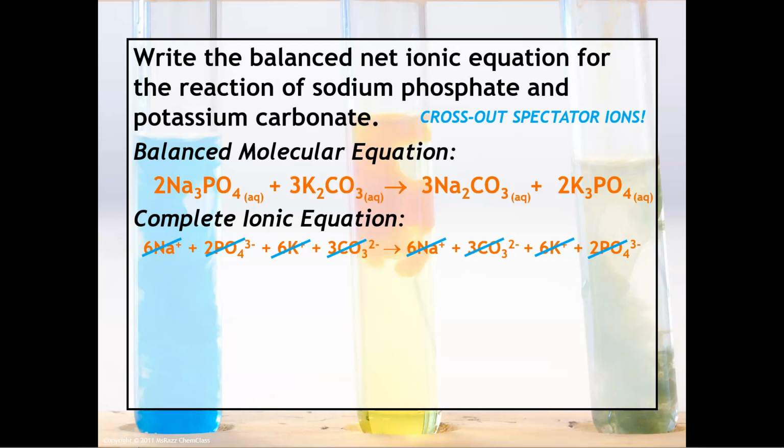So what does this mean? Well, it means that there's no net ionic equation because there's no net reaction. There's no change. So this is a prime example of whenever you have everything that's a spectator ion, you can simply just write no reaction. So that'll make your life a lot easier.